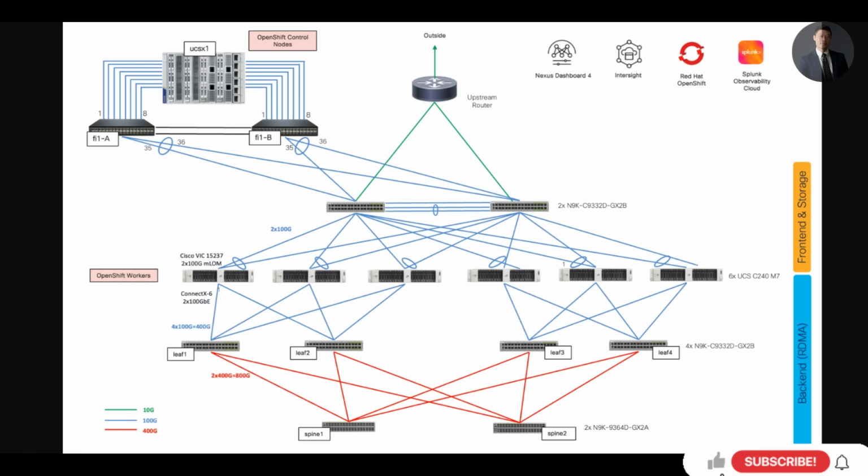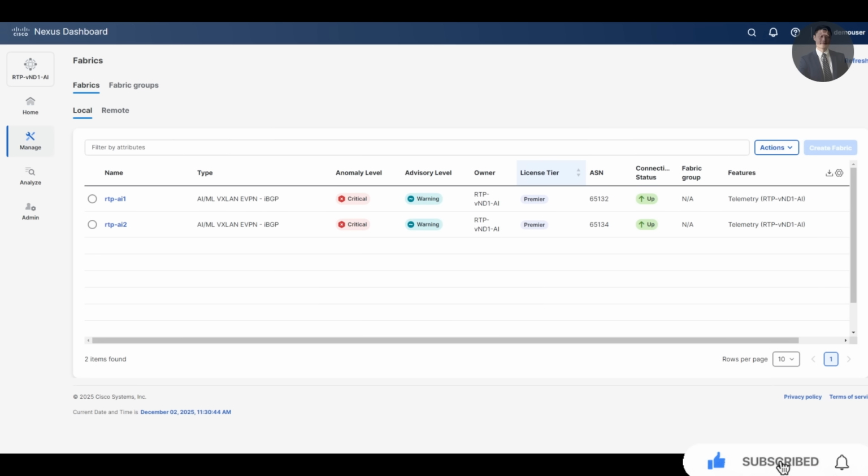Access the dashboard. First, let me show you what the AI/ML fabric deployment is. The Cisco Nexus Dashboard provides a comprehensive tool to manage network fabrics of different types. When first going to the Nexus Dashboard, I'll create a fabric.